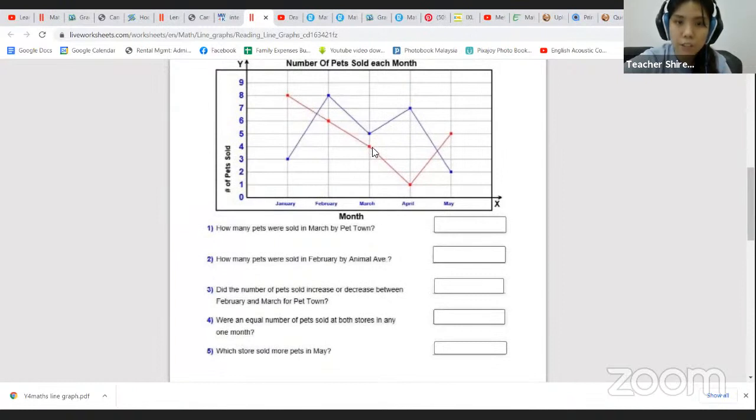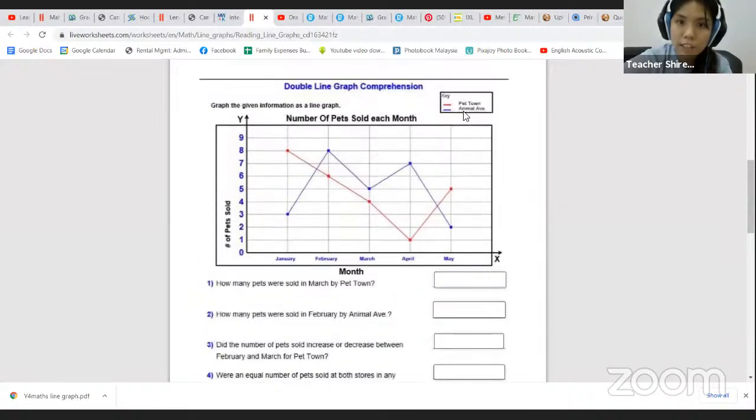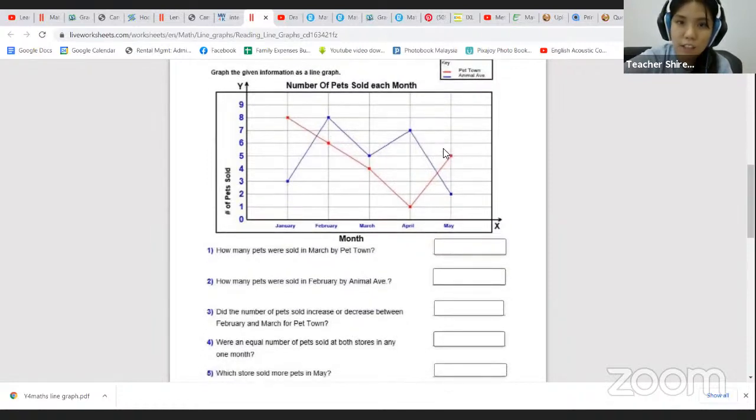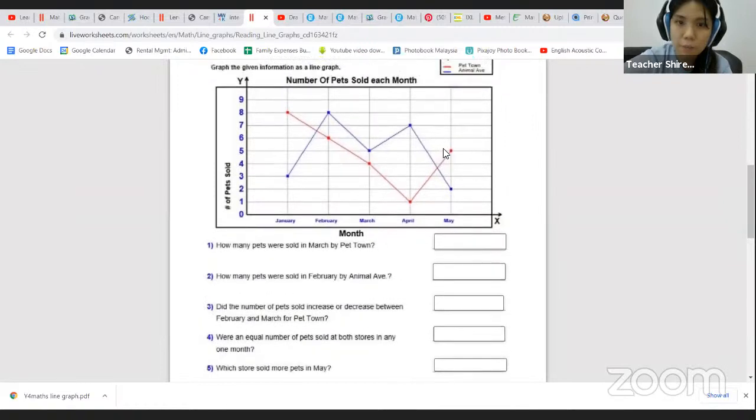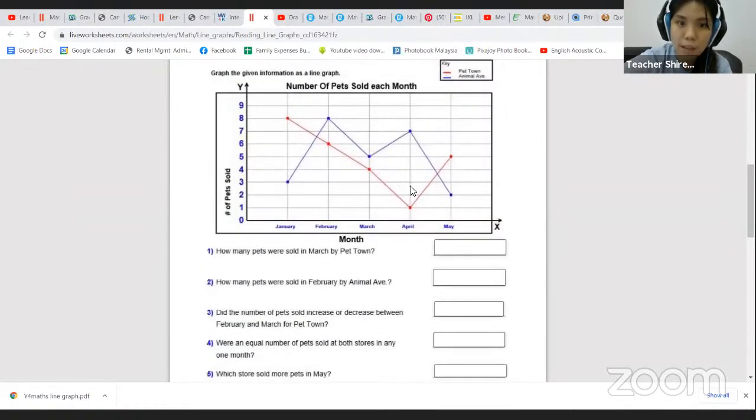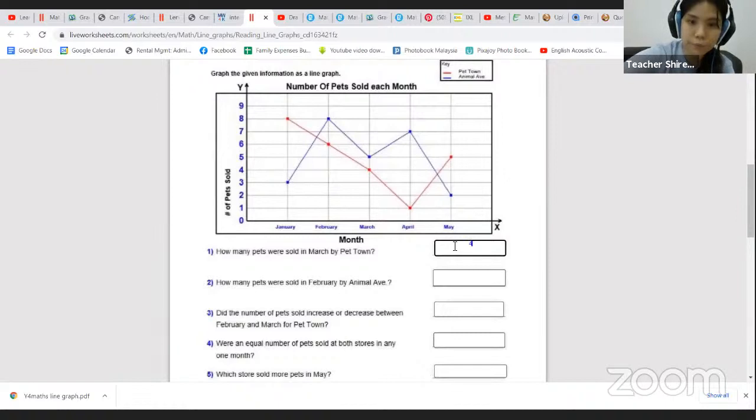Okay, in March, Pet Town. So what's the difference between the blue line and the red line? The red line is by Pet Town, and the blue line is by animal something. There's only one Pet Town, so Pet Town is the red line. In March, the red line sold 4. How many pets were sold in February? February by animal. Animal is the blue line, which is 8.